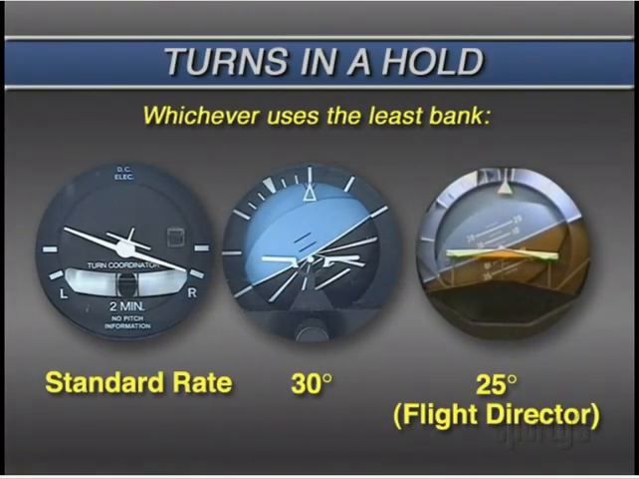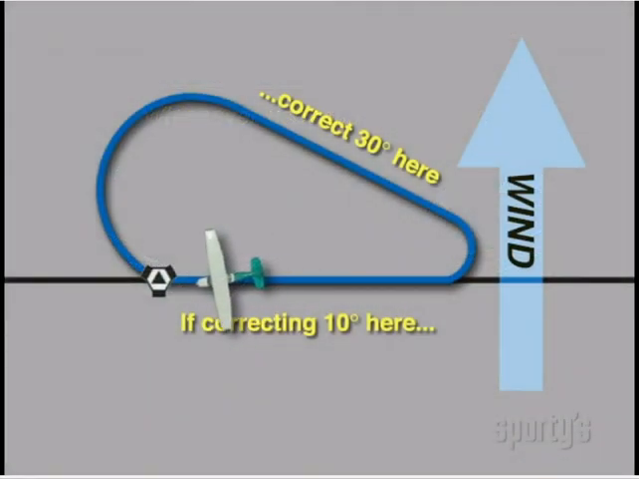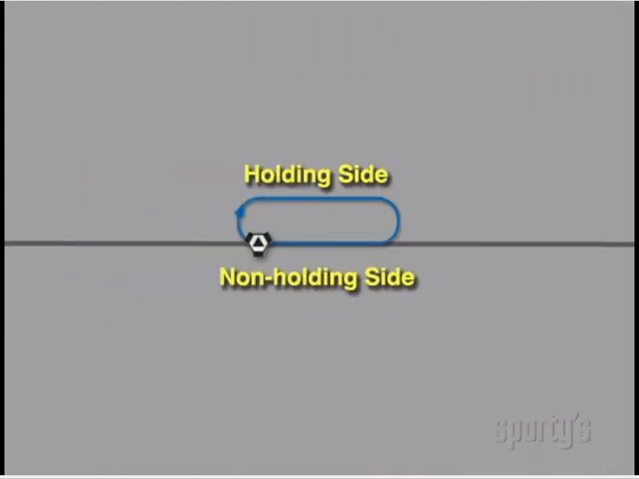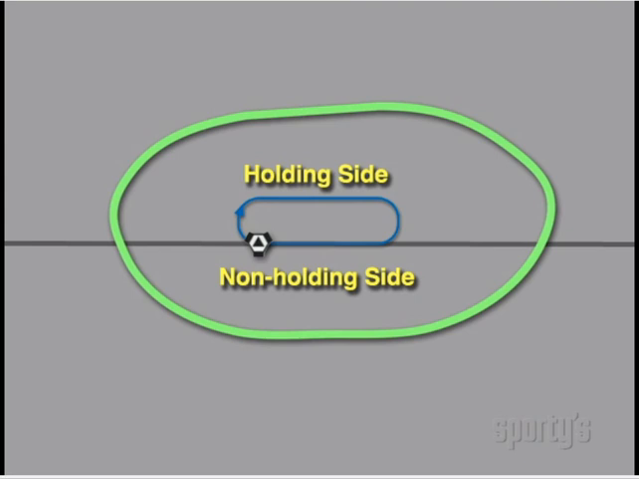Turns should be standard rate, but not more than 30 degrees. If you're using a flight director, the maximum bank angle is 25 degrees. Except when turning, you should compensate for the wind. Outbound, you should triple the wind correction angle used to track the inbound course. This will distort the racetrack shape, but keep you inside the holding pattern protected airspace. The protected airspace is not charted, but it is shaped somewhat like and centered upon the holding pattern.